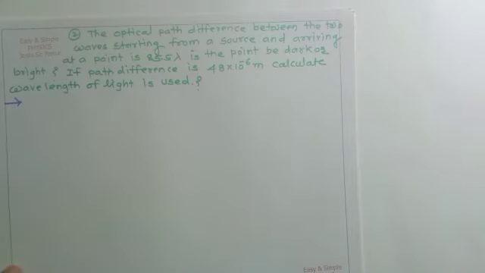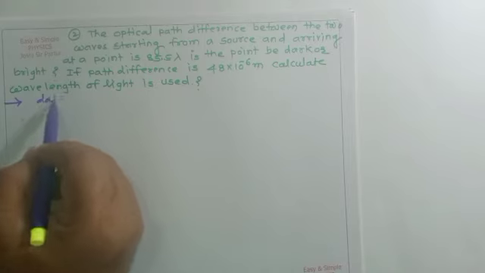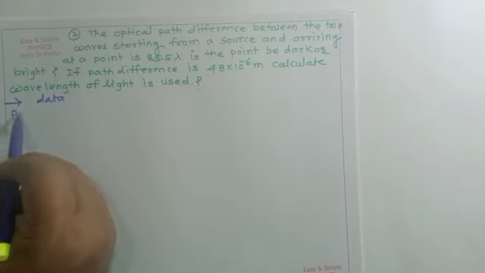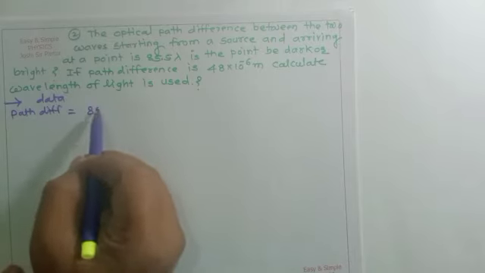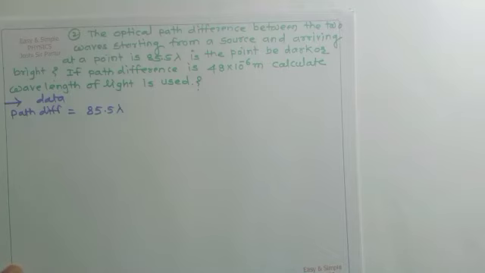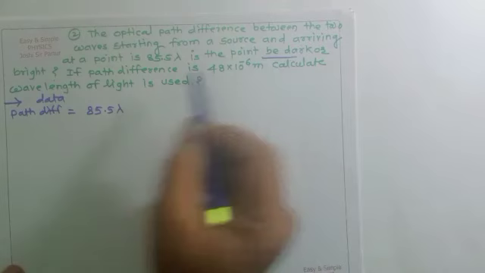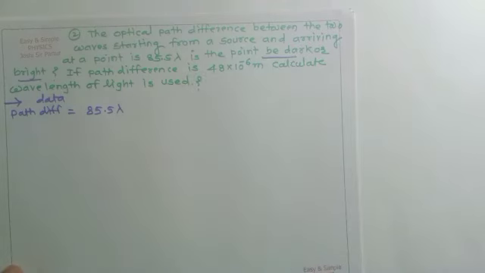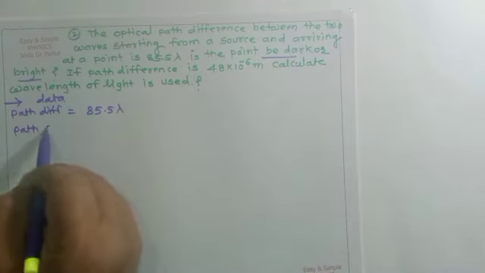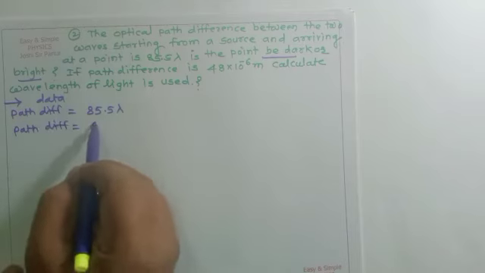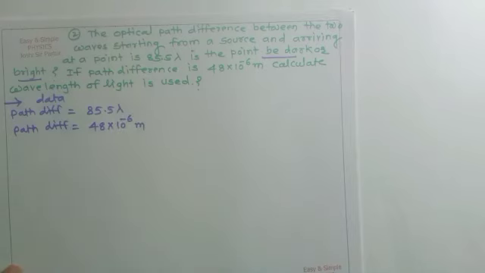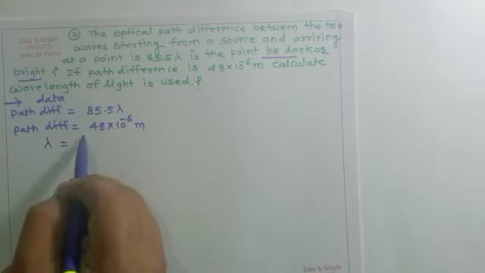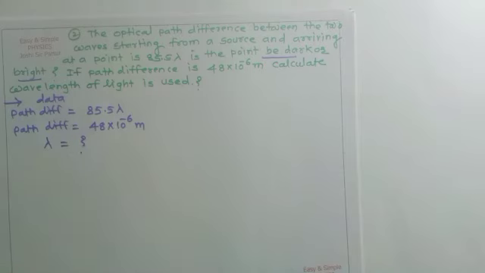For such an example, here data is given. So path difference will be 85.5 lambda. Will the point be dark or bright? Again, the path difference is 48 multiplied by 10 to the power minus 6 meter, and we want to calculate the wavelength of light.